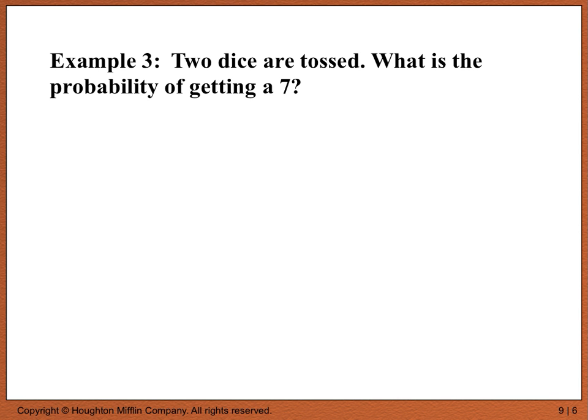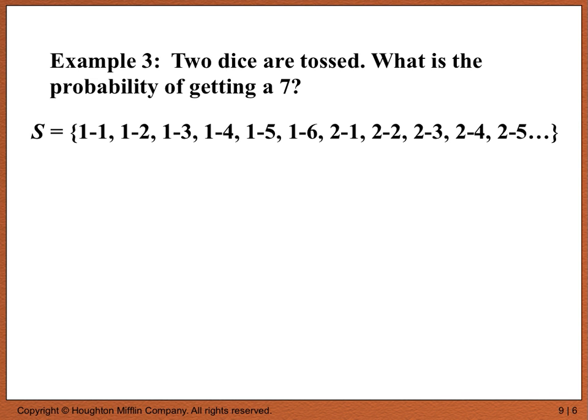Another example, two dice are tossed. What is the probability of getting a 7? Again, pause the video, try to do this on your own, and then resume when you have an answer or if you get stuck. First, we need to figure out our sample space, all the different possible outcomes of rolling two dice. We could get a 1-1, a 1-2, a 1-3, a 1-4, a 1-5, 1-6, 2-1, 2-2, 2-3. You could just write all these out if you want, but that's kind of doing it the long way.